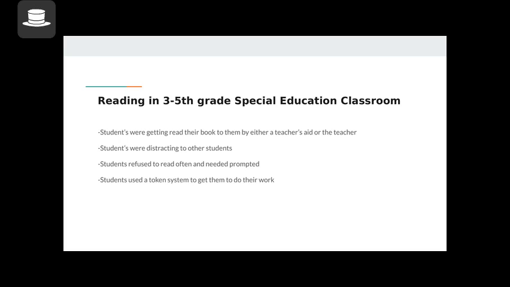We used the token system in special ed last year for life skills elementary. So if a student did not want to do their work, they would lose a token, and basically if they had all their tokens by Friday, they were able to get extra free time or extra recess, stuff like that. So that's what they used to get them to do their work.